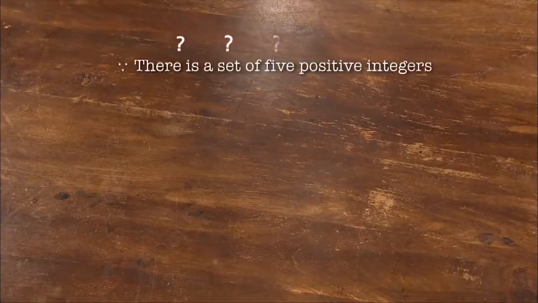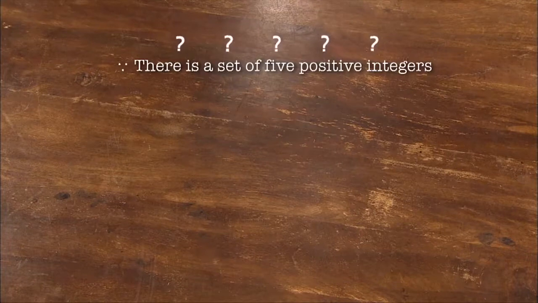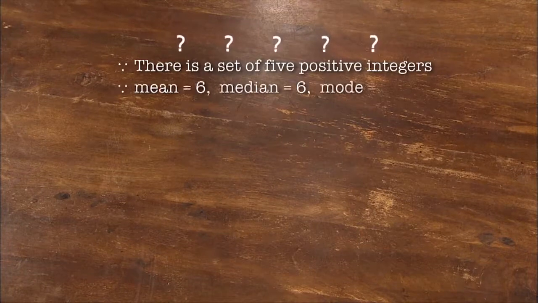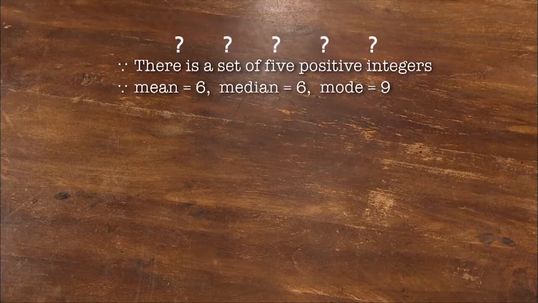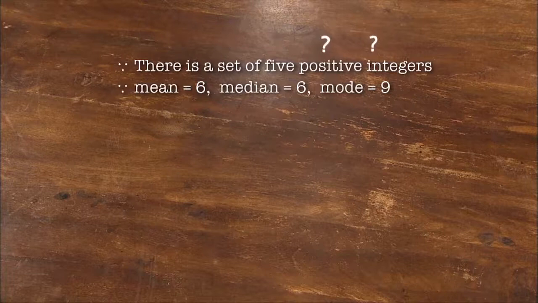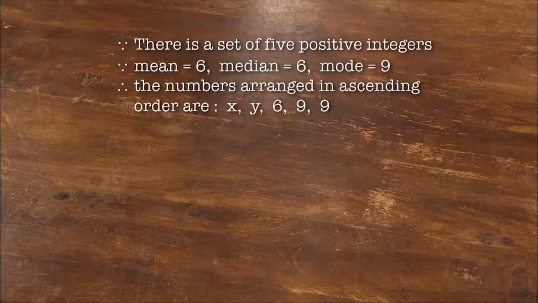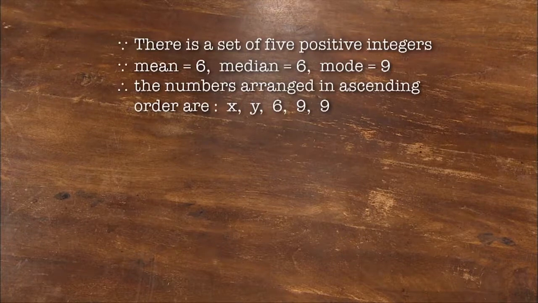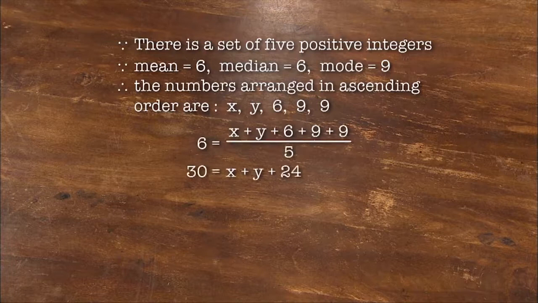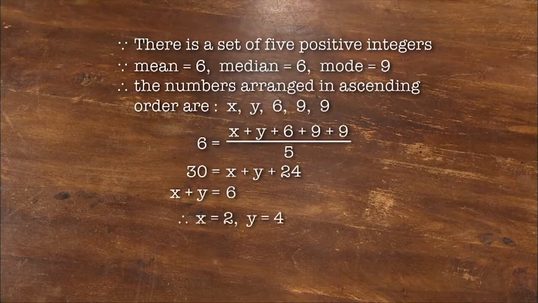Let's look at this example. Here's a set of 5 positive integers. The mean and the median are 6, and the mode is 9. You are required to find the values of these 5 numbers. The numbers arranged in ascending order are x, y, 6, 9, and 9. So the sum of these 5 numbers is 30. X and Y could be 2 and 4, or 1 and 5.